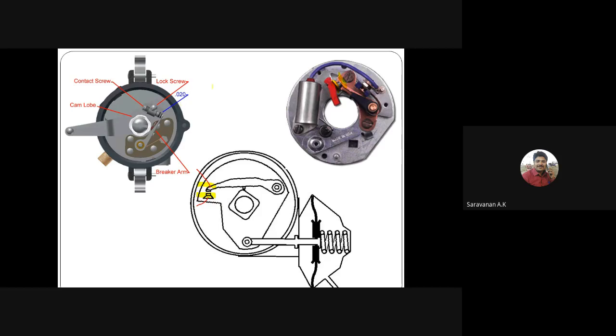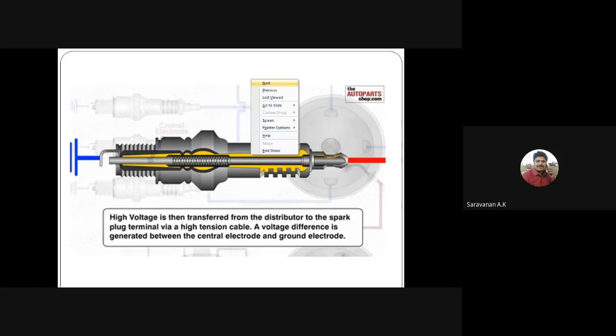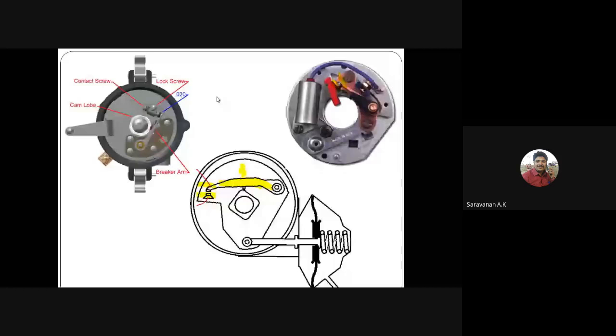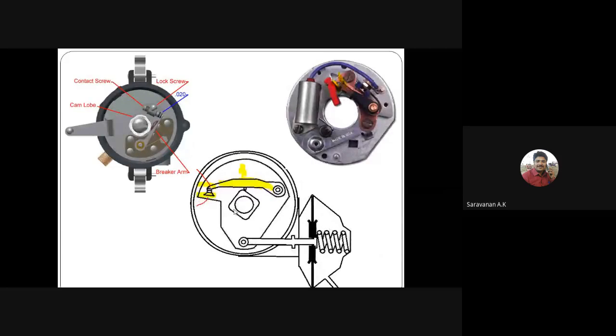And the other plate is connected to the pivot. This setup is called the pivot. The pivot will be connected to a spring. You can see the movement in this diagram. Once the spring moves, the contact will engage and then disengage.